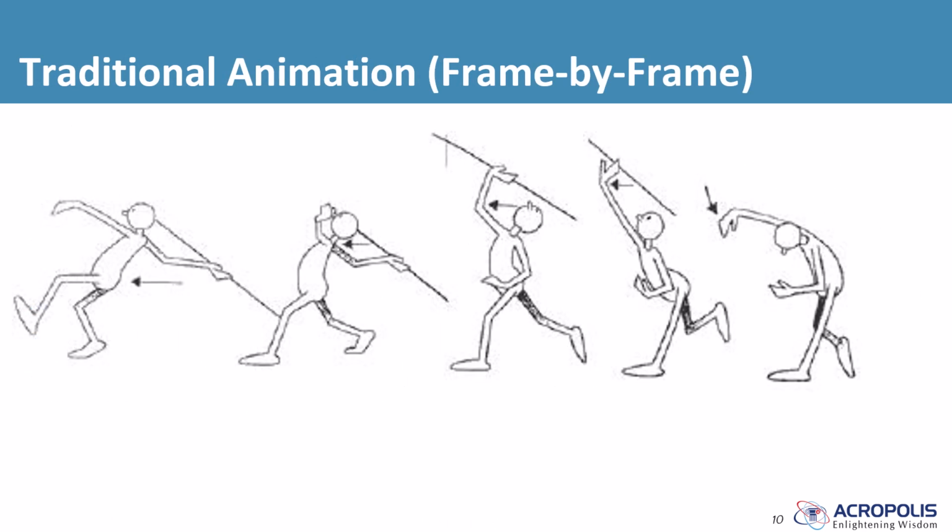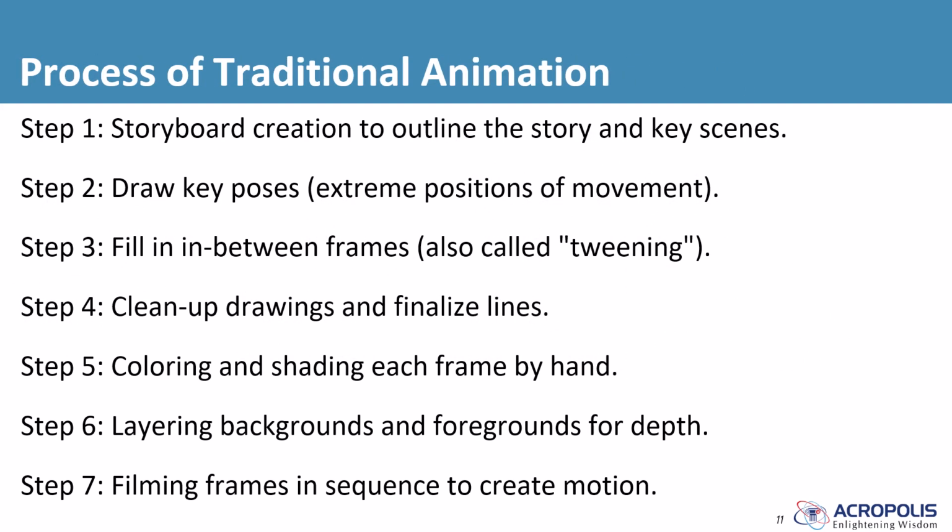Now we have a traditional animation image, which is frame by frame, showing how it looks. Then the process of traditional animation. Step 1, storyboard: storyboard creation to outline the story and key scenes. Step 2, draw key poses. Step 3, fill in between the frames, also called tweening.